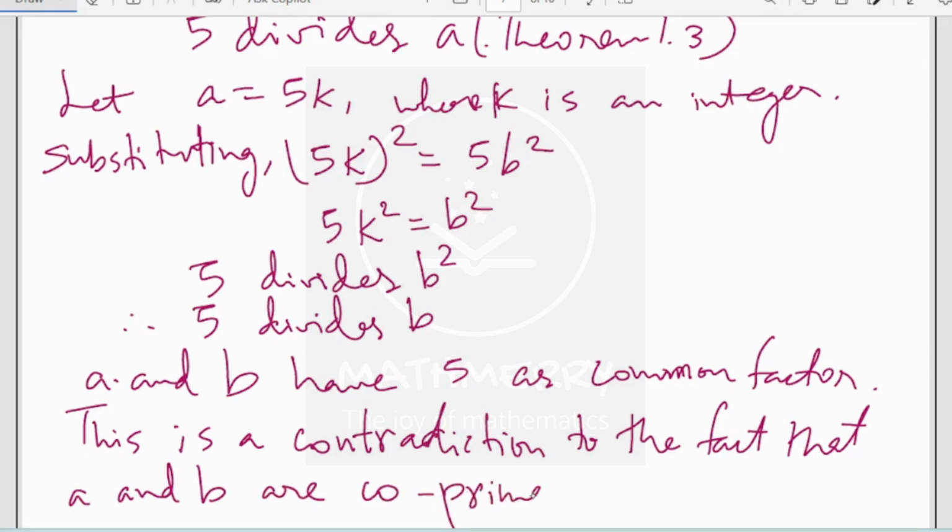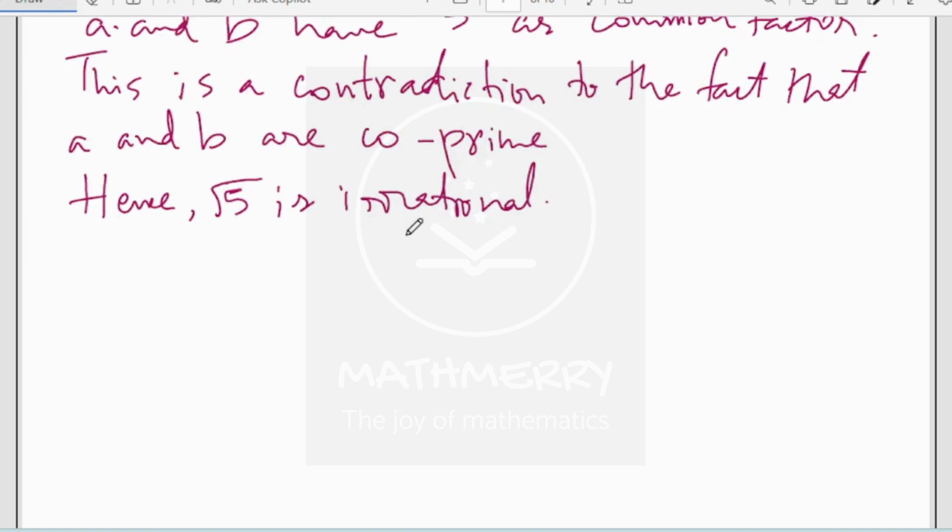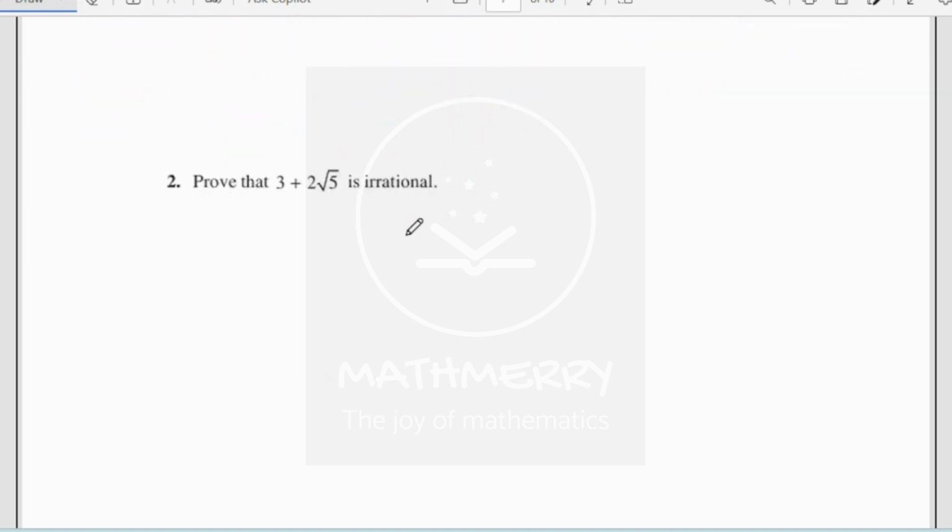If this is a contradiction, that means our assumption is wrong. So hence root 5 is irrational. So it's hence proved. It's the same method. Okay, you will understand if we do one more question.